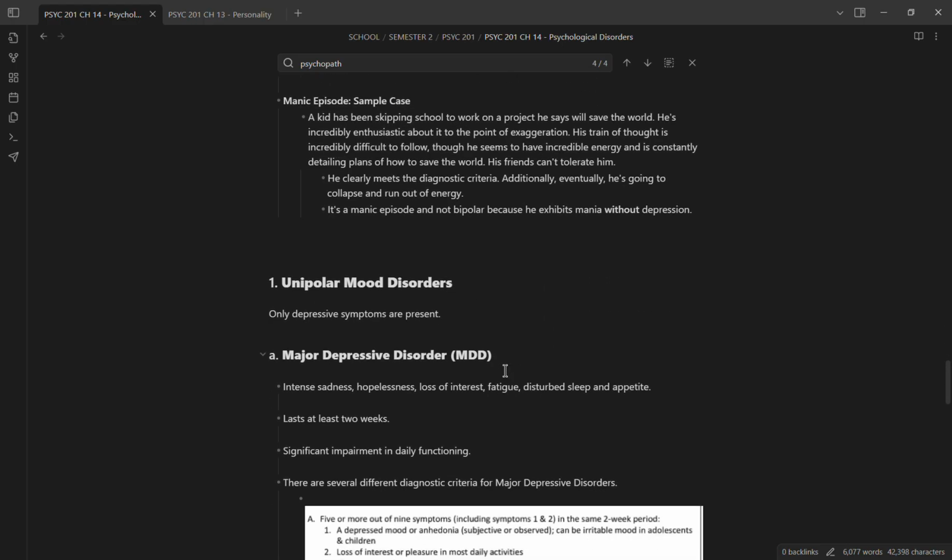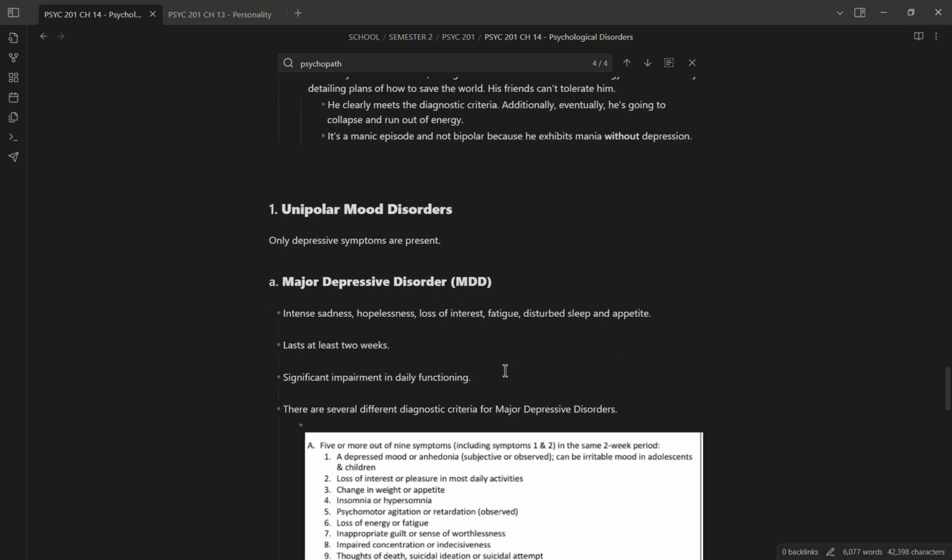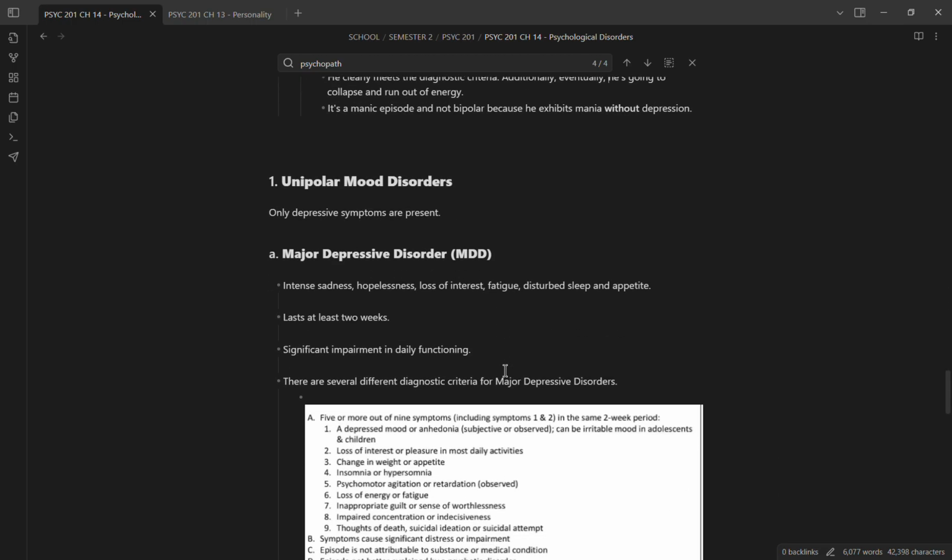Now, let's look at unipolar mood disorders, right? Mood disorders where only a depressive symptom is present, these left side symptoms, if we remember right, these sadder depressive symptoms. So, a unipolar mood disorder, as we discussed, we have major depressive disorder, or MDD. What is MDD? MDD is intense sadness, hopelessness, loss of interest, fatigue, and disturbed sleep and appetite. It can last at least 2 weeks, and it sees significant impairment in daily functioning.